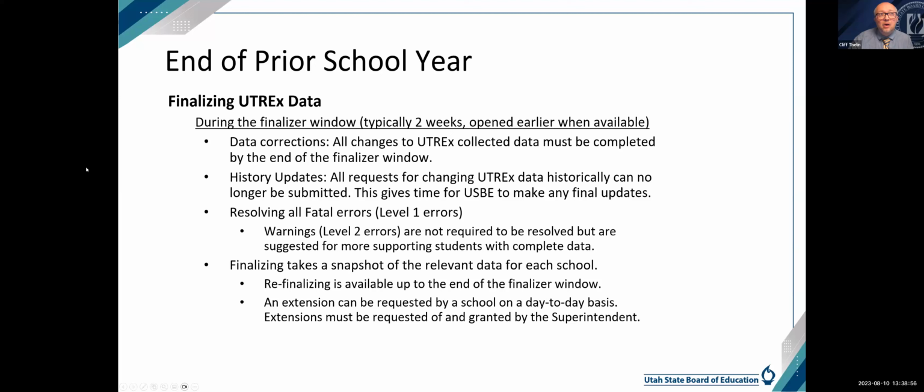History updates. All the requests for changing Utrecht's data historically can no longer be submitted. This gives time for USBE to make all the final updates. And then we get into resolving all the fatal level 1 errors, the warnings. If anyone is curious about that, the level 2 errors or level 1 warnings, those are not required to be resolved, but they are still suggested to be resolved, or at least reviewed and approved that it's not going to affect your students' data.